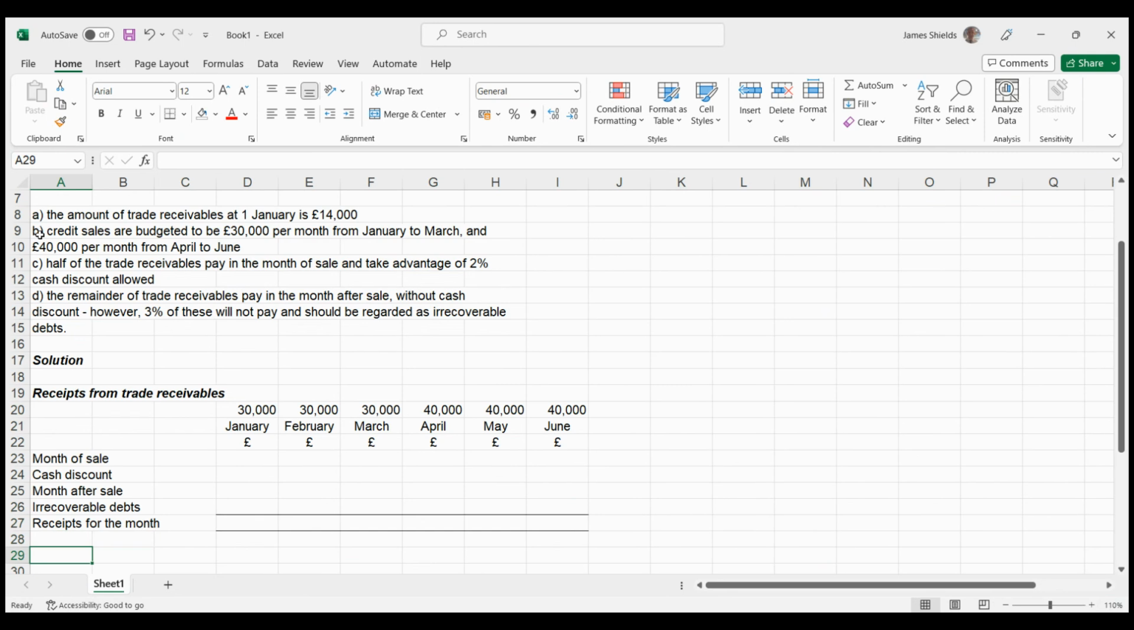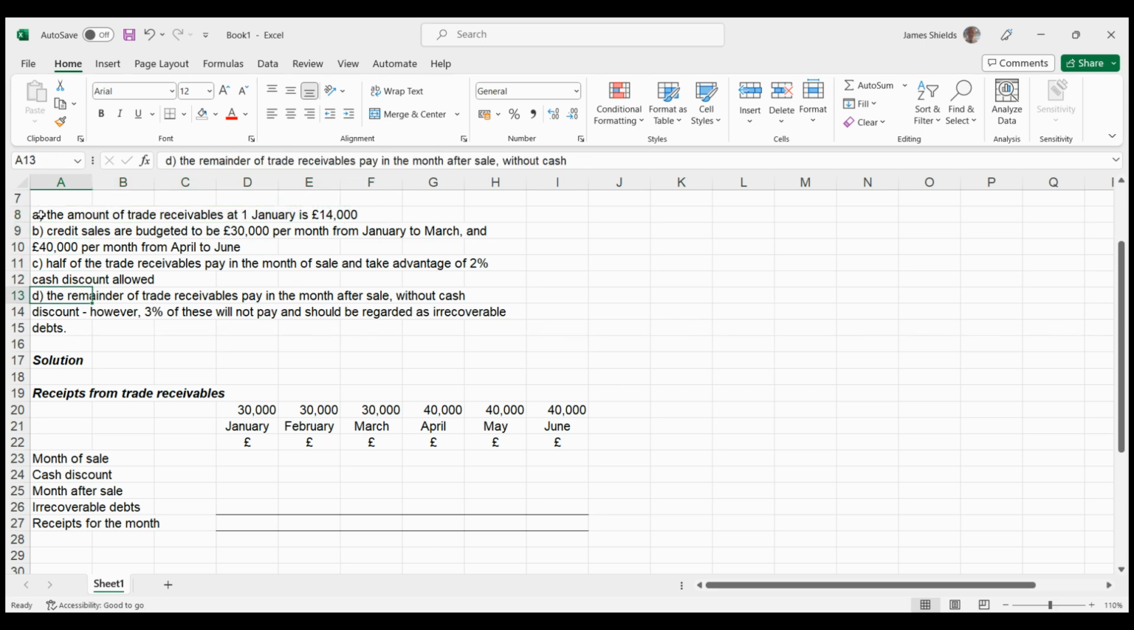So I put together a template for the solution. At the top we've got January, February, March, April, May and June. And then down the side I've got month of sale, cash discount, month after sale, irrecoverable debts and receipts for the month. To start off, I made a little note at the top of each month of the credit sales, because I'm going to use them in my workings in a moment. So January is 30,000, February is 30,000, March is 30,000, April we're told was 40,000, May is 40,000, and June is £40,000.